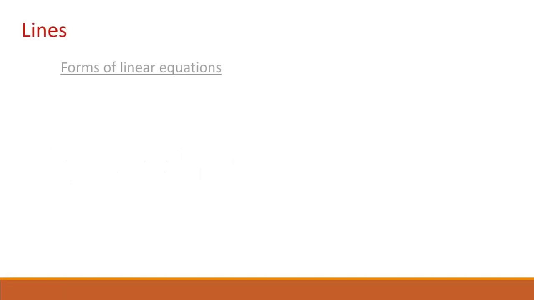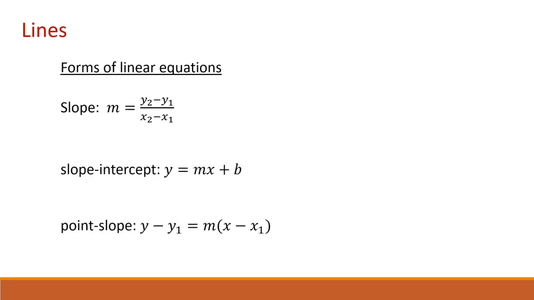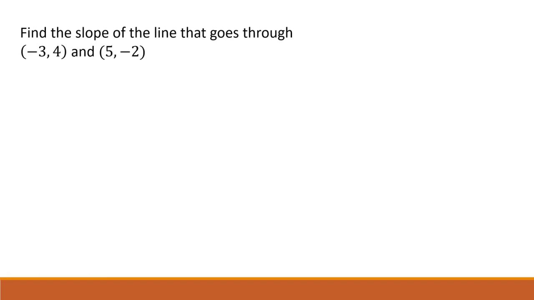There are three forms of equations of lines that are going to be really useful. First is the slope equation, then slope-intercept, and finally point-slope. So let's start by finding the slope of the line that goes through -3, 4 and 5, -2.